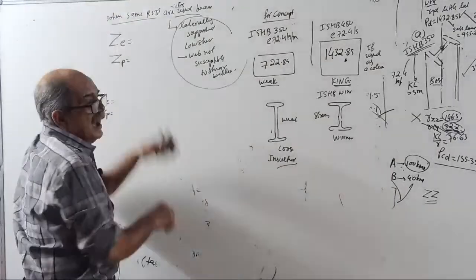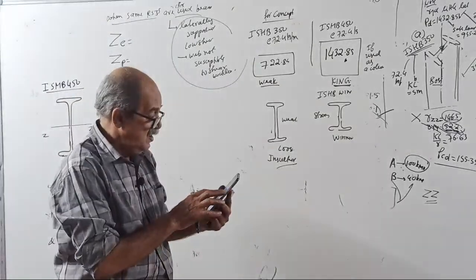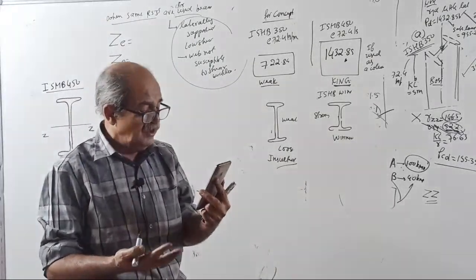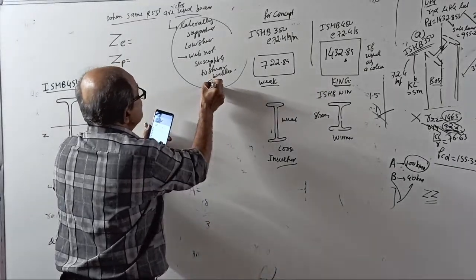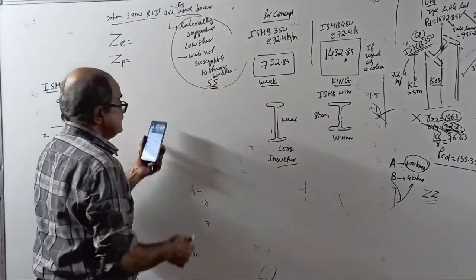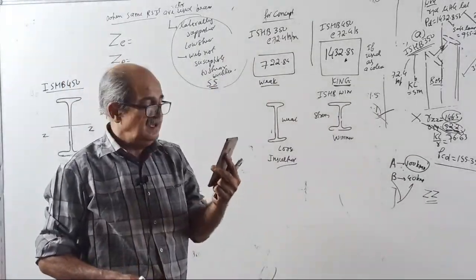If it is a beam, ISMB 450, what is Z elastic? Again, you are not telling. What is Z elastic? And imagine the beam is simply supported. Z elastic.